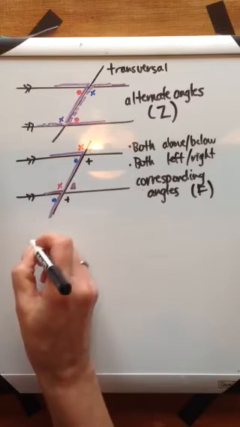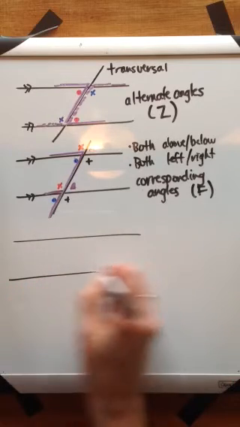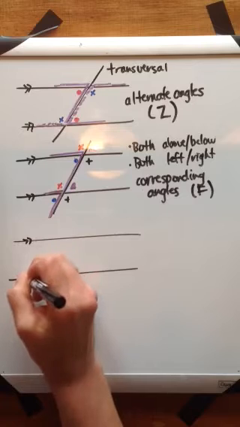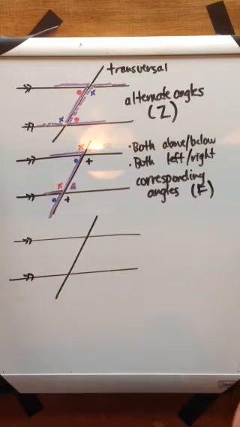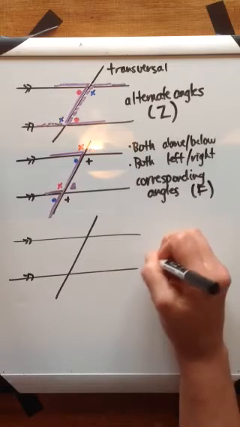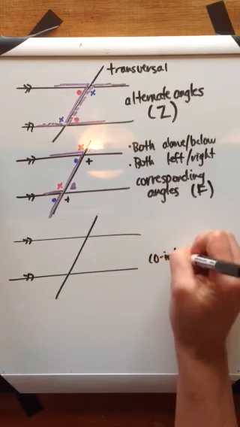A third pattern that exists in parallel lines where a transversal is present is a little bit different. These are called co-interior angles.